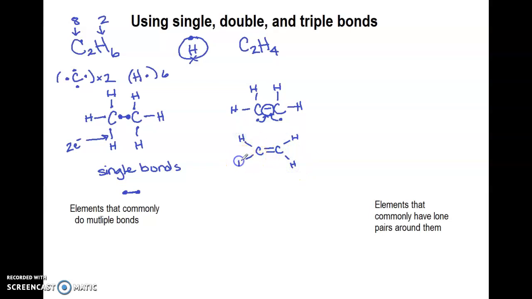So I haven't used more valence electrons than anybody actually has. So now let's count: 2, 4, 6, 8. Each carbon has a full valence shell. I'm using the same chemical formula, and each of my hydrogens has a full octet too. So this is called a double bond, and I might have to use a double bond in order to fill someone's octet. Let's look at another situation.